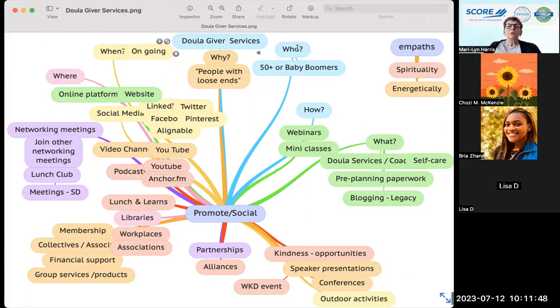So let's start with who. Who is going to be interested in doula giver services? Well, people usually that are 50 plus or older are more interested in services toward their end of life, because we're all going to leave the earth. These are the people that tend to think about those things when they get older, when they have kids or grandchildren. They start to think about, okay, I need to create a game plan for when I get older. So that's the audience for the doula giver, plus baby boomers.